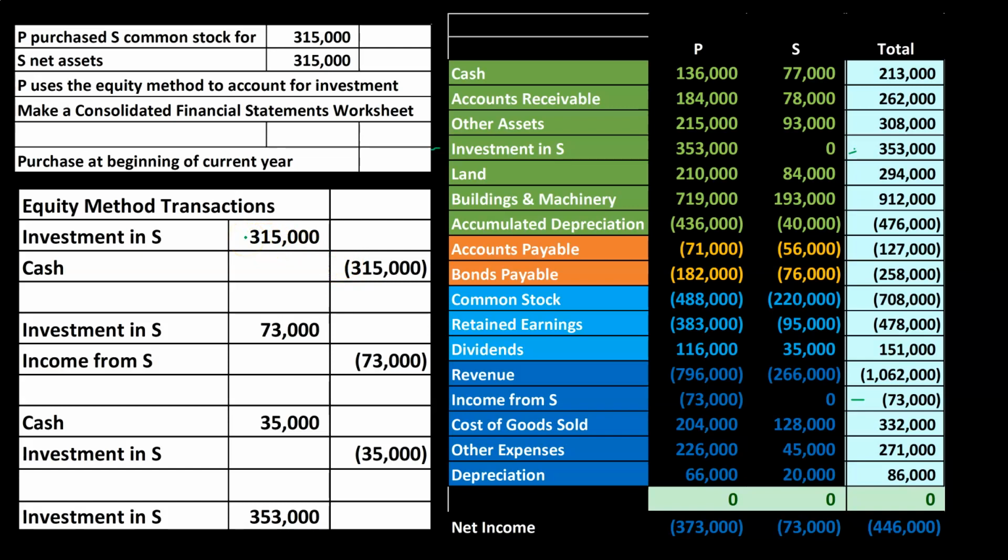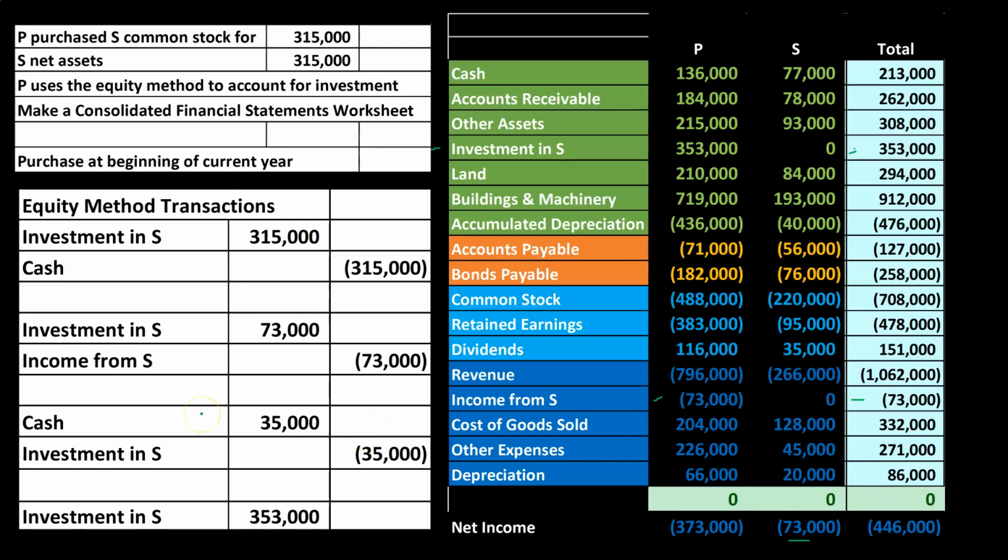This is company P. And then what happened is they reported the investment in S, the 73,000, and the income. Why? Because S had net income of 73,000. That's revenue minus expenses. 73,000 of net income and P under the equity method owns 100%. Therefore, they debited the investment by the 73,000 and credited income 73,000. So those two numbers you could see kind of match up there.